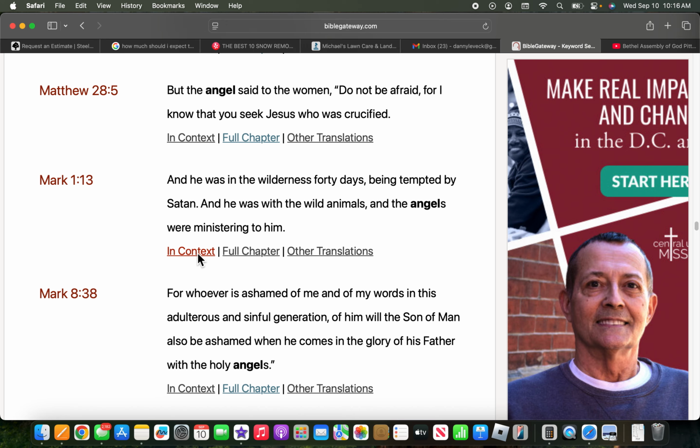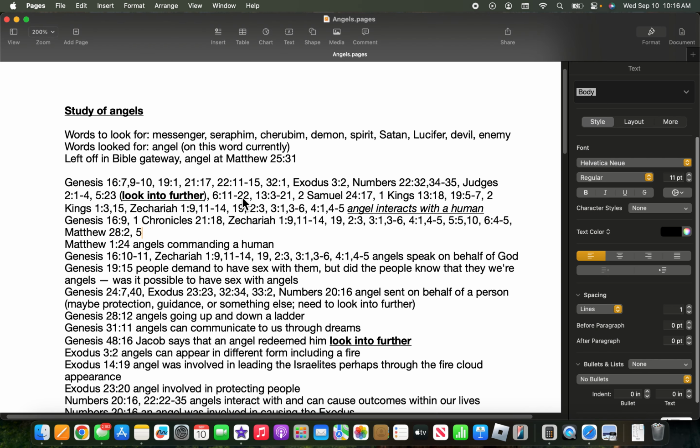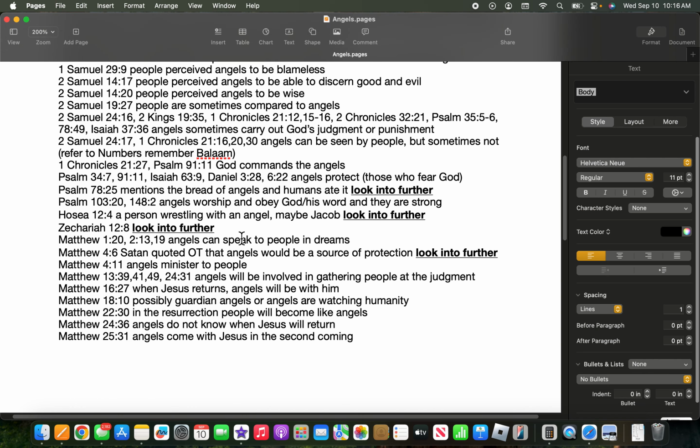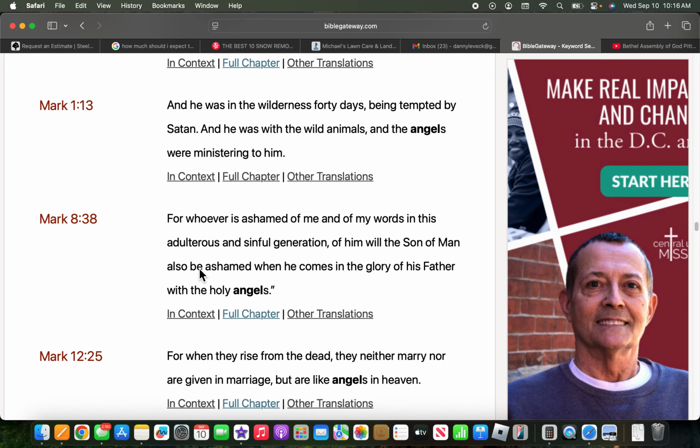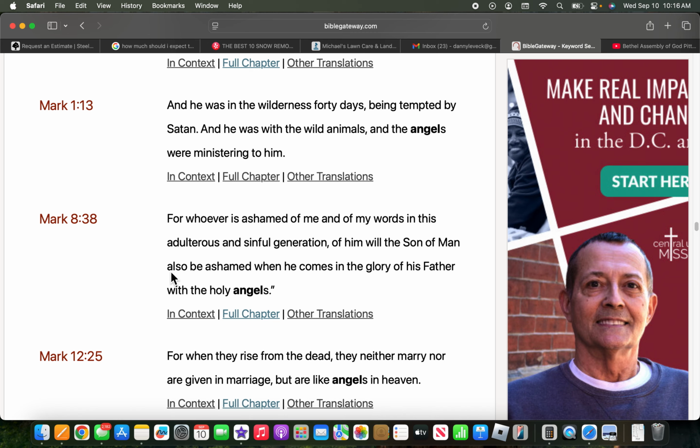Okay. Then that gets us into Mark. Angels were ministering to Jesus after the temptation, which I know that, let's see, angels minister to people, yep. So the Gospels in a lot of ways repeat similar material, so we might find that we're just adding it from multiple Gospels. In this case, we've got 2 so far.